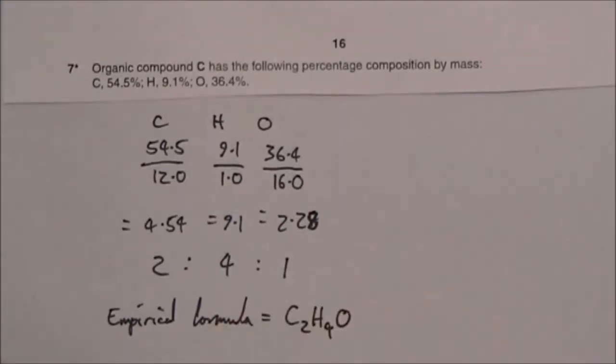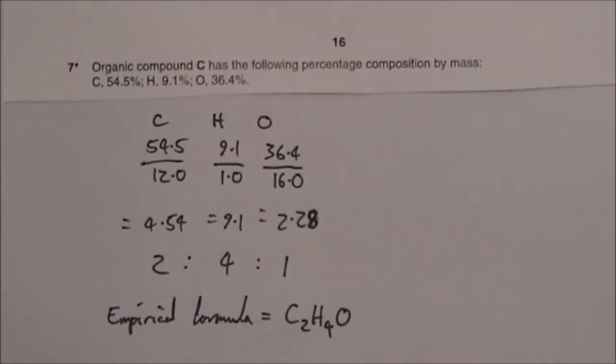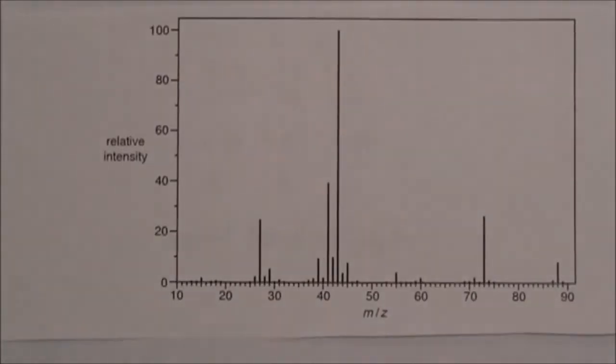This is what this means. This means that this must be our empirical formula. Now that's the simplest ratio of atoms that we could have. So where can we go with this? Well, where we can go with this is we can look at the mass spectrum, and we can use the mass spectrum to work out whether that empirical formula is the same as the molecular formula, or whether there are in fact multiple units of that in the formula. Here then is my mass spec.